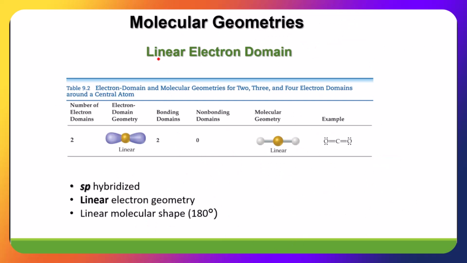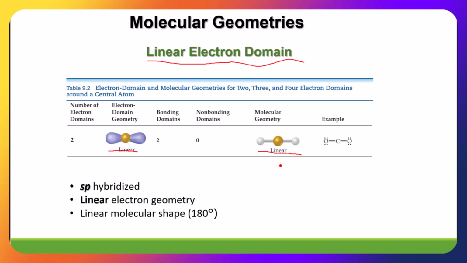Molecular geometries, linear electron domain. So, electron domain and molecular geometries for 2, 3, 4 electron domains around a central atom. Here you go: you've got an electron domain geometry that is linear, 2 bonding domains, no non-bonding electrons, and so your molecular geometry is the same.